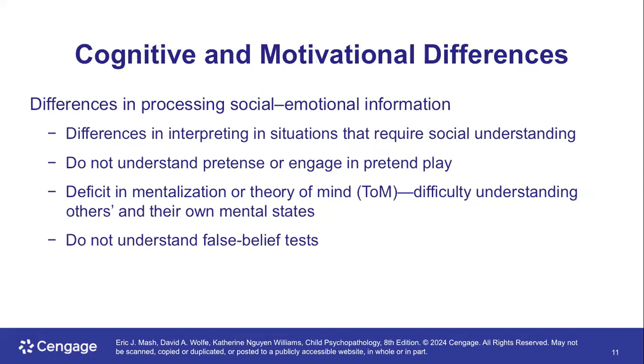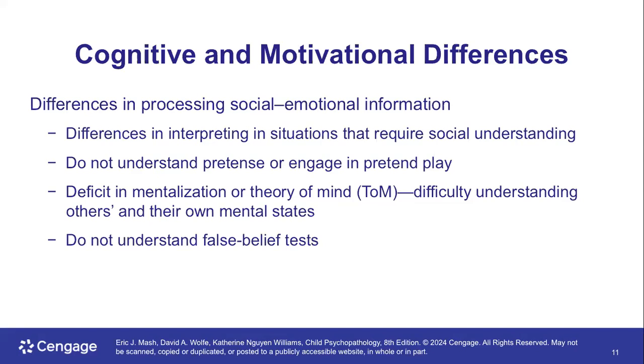We see differences in cognition and motivational factors. So there might be differences in interpreting a situation that requires some social understanding. It's not uncommon for a person on the autism spectrum to state something as if it were true and misinterpret the whole experience. There is limited pretend play. There's limited desire to engage in pretend play.